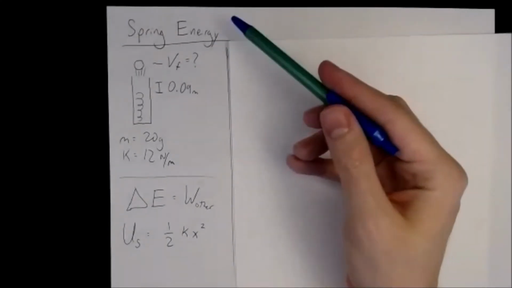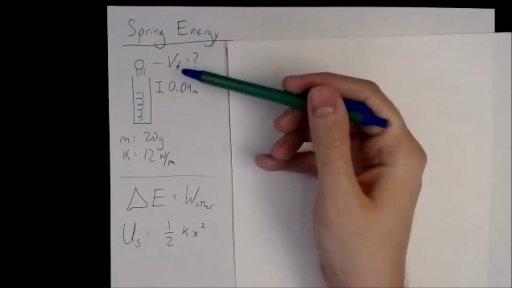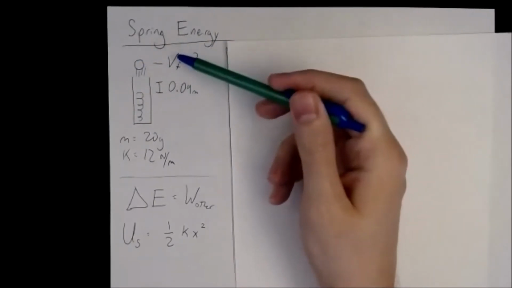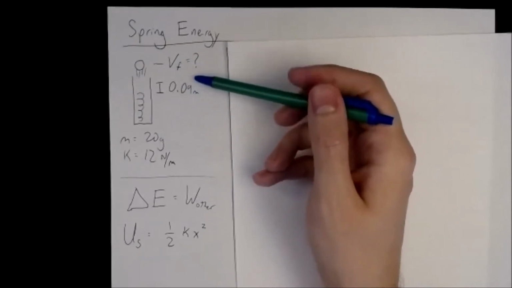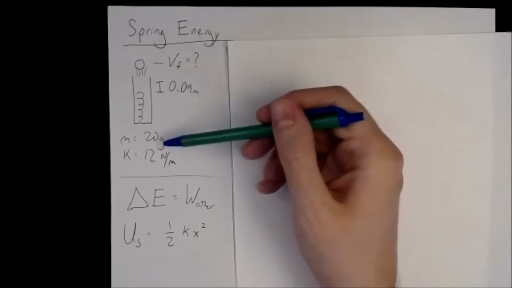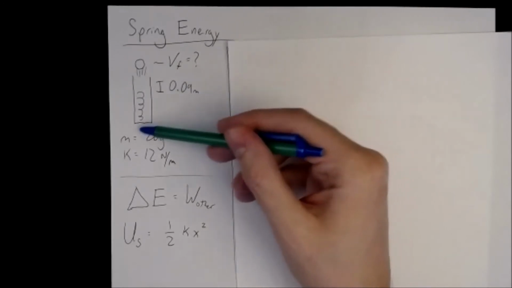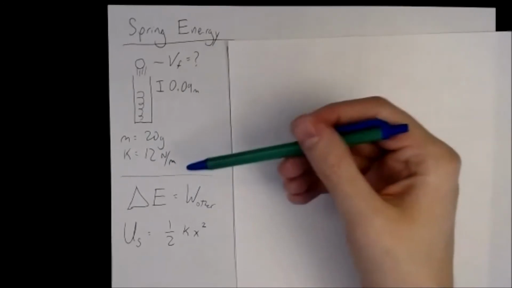I have recreated the problem here. We've got a spring, and we've got the ball there. We need to find v final. We're told that we have compressed the spring by 0.09 meters originally, and the mass of the ball is 20 grams, and the spring constant is 12 newtons per meter.